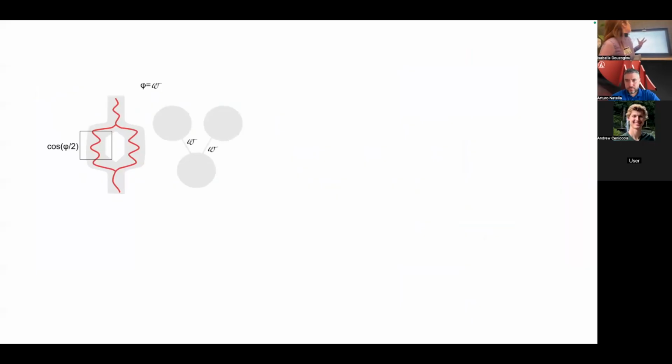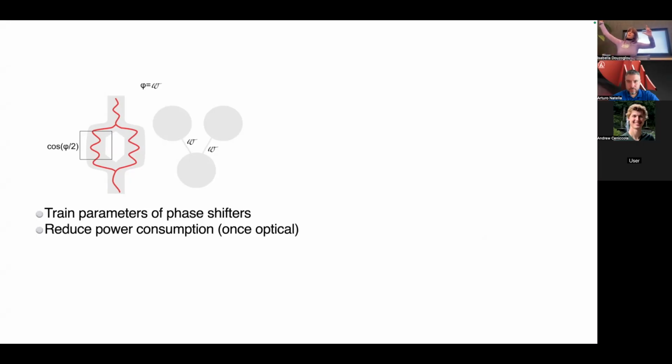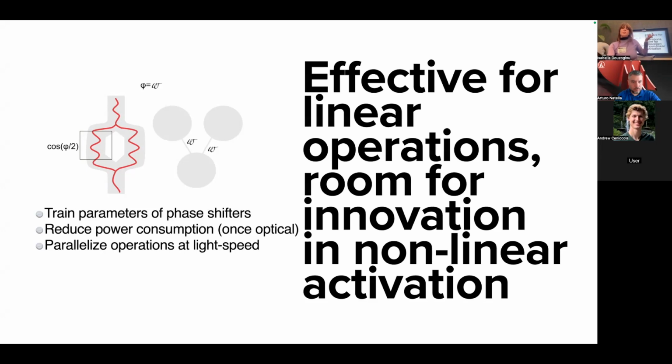And the main technology here is that you have light propagating on one channel, or a waveguide that splits into two. You phase modulate one side, they come back together, and when they do this, it is a linear operation, so adding, subtracting, dividing, multiplying. And so you train the parameter of the phase shifter similarly as you would train a weight in a digital neural network. And once you have data in the optical domain, you're not consuming any power. So it's actually quite cool. And you can parallelize light-speed operations once you're in the optical domain. So this technology was really interesting for me because it's very effective for linear operations, but there's room for innovation to do nonlinear activation functions.